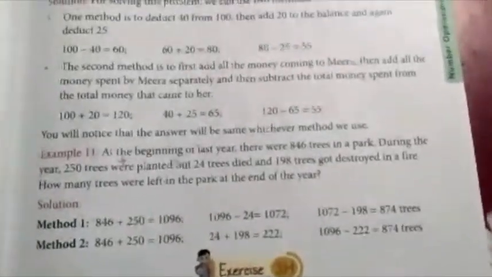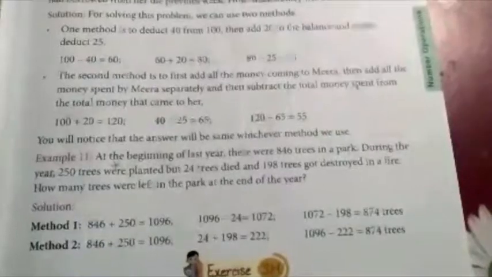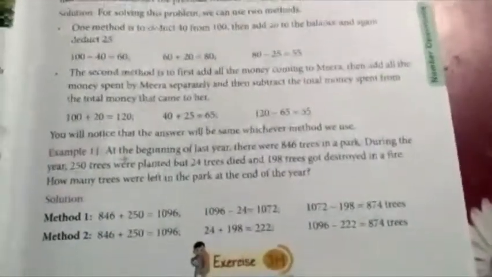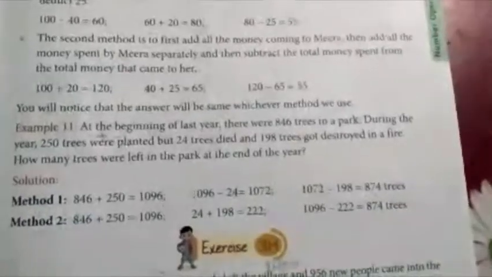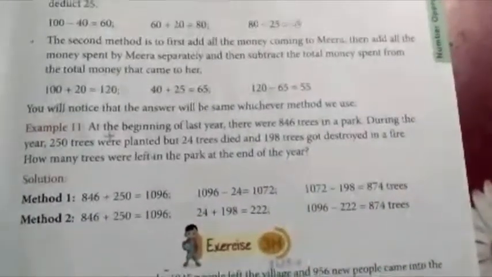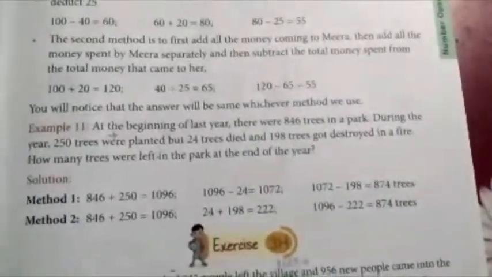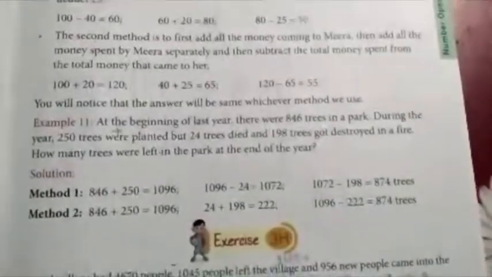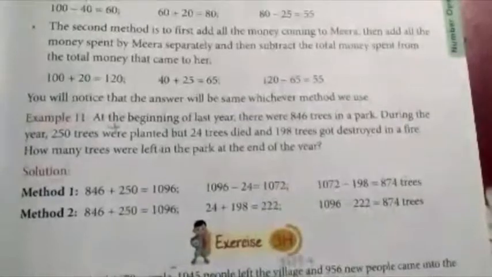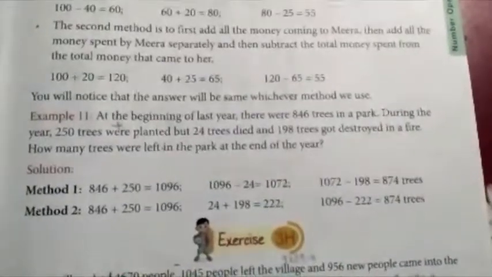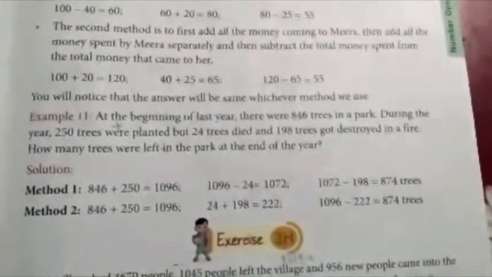So what happened in the year? 846 trees were already there. 250 trees were planted. More were planted. But what happened? 24 trees died and 198 trees got destroyed. So how many trees were left in the park at the end of the year?